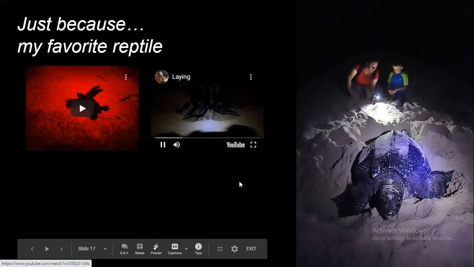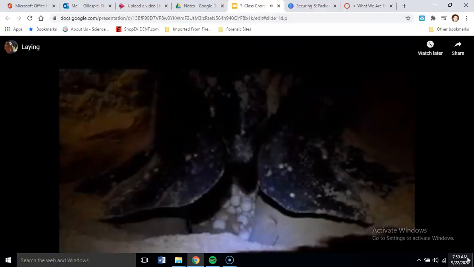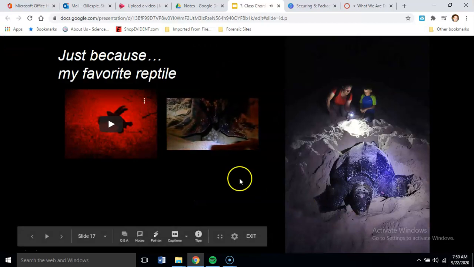Here's a turtle actually laying eggs. I don't know if you can hear the computer sound or not because I had that turned off. But there's not much sound going on. You see the eggs right there? They lay quite a few eggs, again, because most of them don't survive.